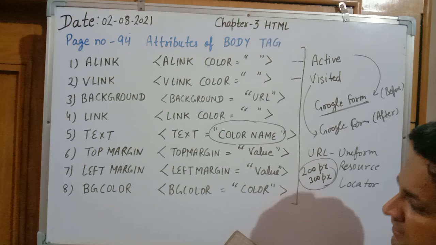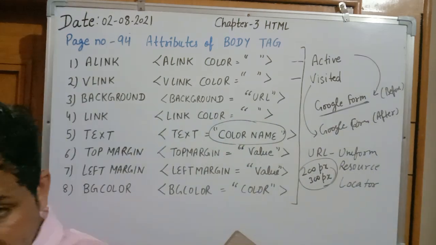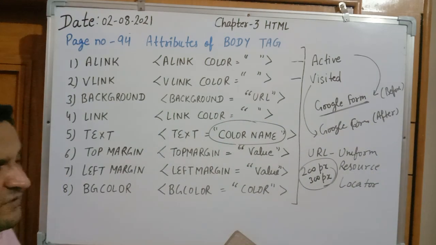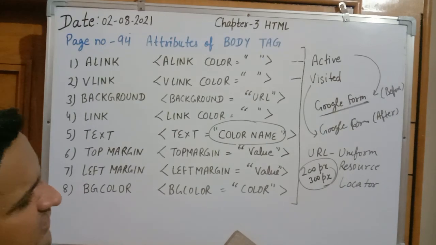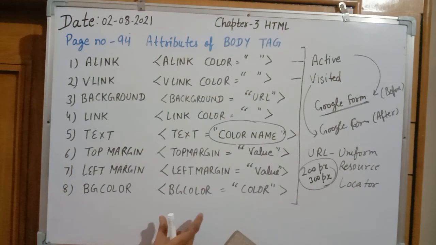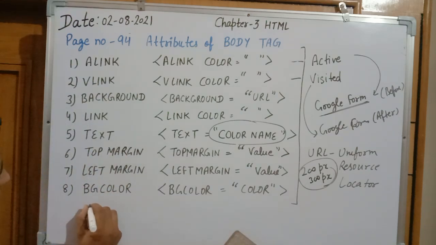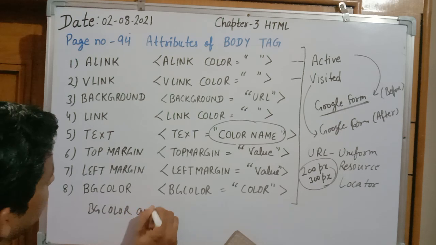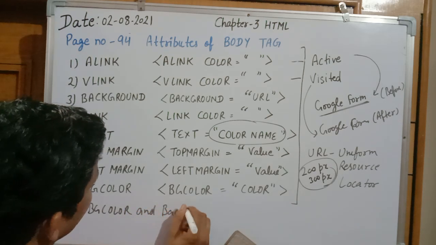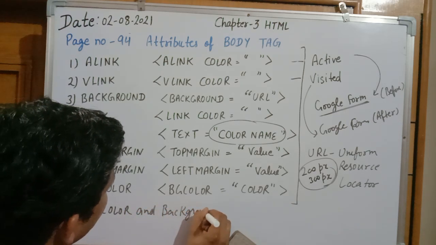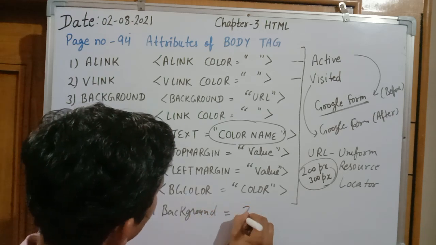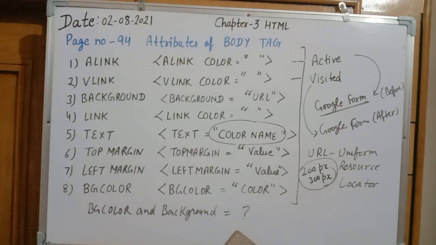Now bgcolor. Bgcolor will contain the background color of a web page. If you want to give a color at the background, then we will give bgcolor equal to any color name. Now one more thing, if bgcolor and background both are given, then what will be applied?